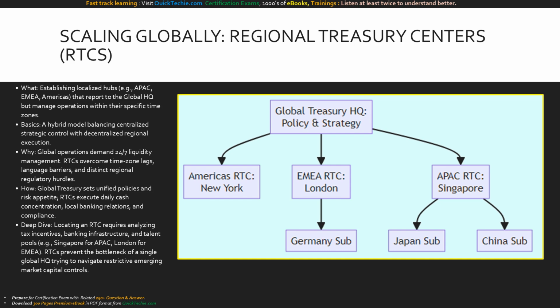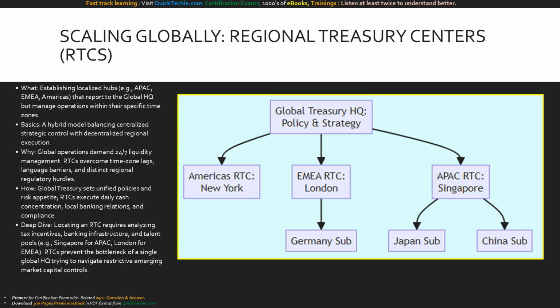How it functions: Global HQ writes the policy. The RTC executes the daily cash sweeps and local bank relationships. Deep diving into RTC placement, companies choose locations like Singapore or London based on tax incentives, robust banking tech, and access to skilled talent. Furthermore, an RTC is crucial for navigating restrictive emerging markets with heavy capital controls, which a distant HQ simply couldn't manage effectively.